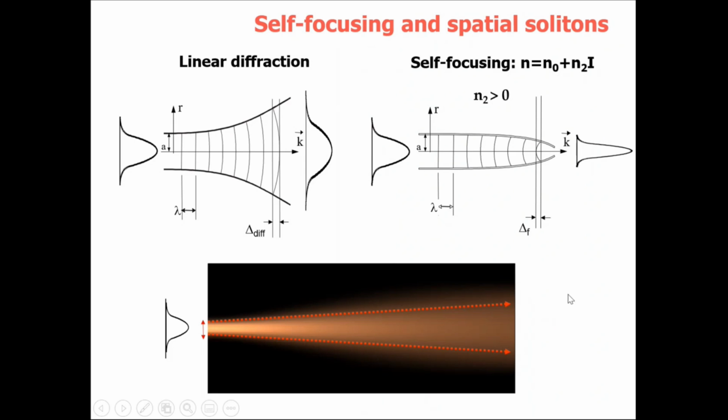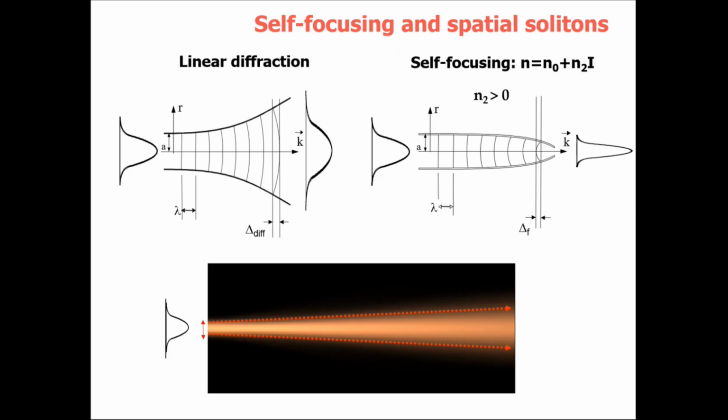And so as you see in this animation, from linear diffraction, as you increase the intensity, a Gaussian beam will tend to diffract less. And if you increase the intensity even more, it will diffract even less until the two effects will balance. And the result is a self-guided beam, because diffraction has been compensated by self-focusing. And so there is no longer diffraction, and the beam will propagate with a constant intensity distribution, velocity, and shape. This is called a spatial soliton.